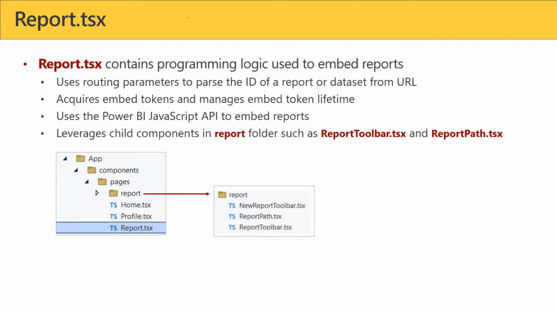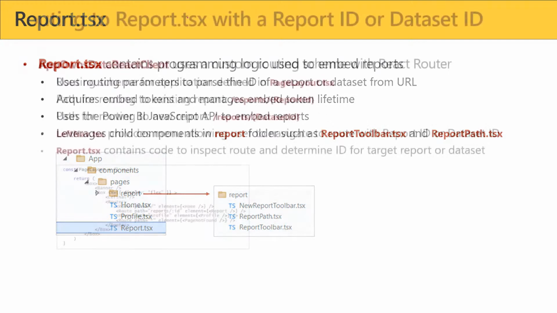And then also report uses several child components. So there's a report path that acts like a breadcrumb. It has the tenant and then the report name. There's the report toolbar that you've already seen, that has the different menus on it. And so that complements the report.